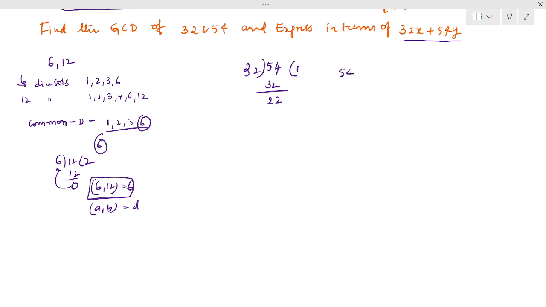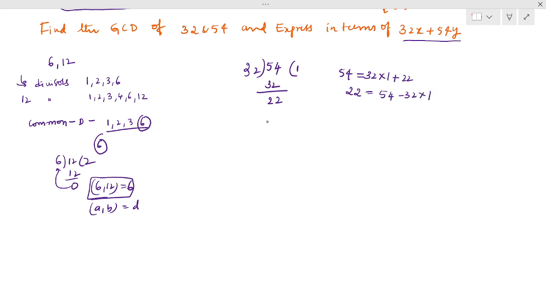Every time you divide, you need to express it using the division algorithm. That is, 54 can be written as 32 into 1 plus the remainder 22. But we want the remainder, students, so 22 written as it is, you transpose to the left side: 22 is 54 minus 32 into 1.